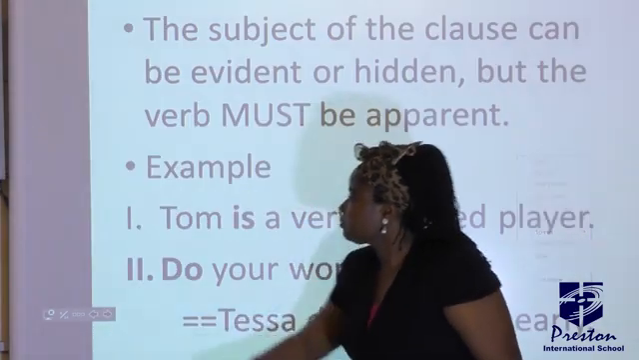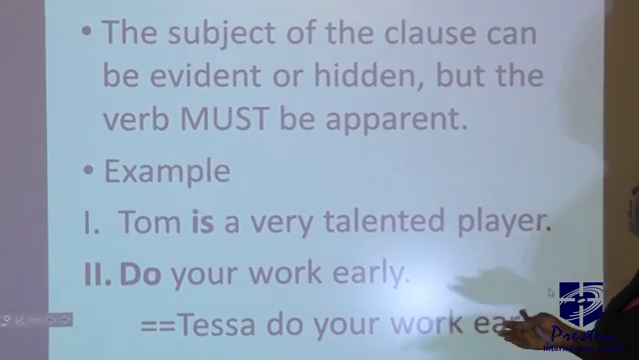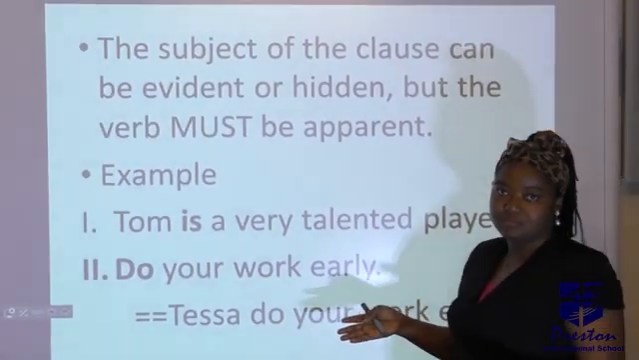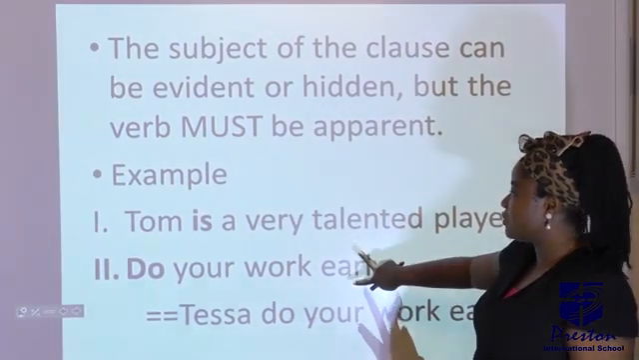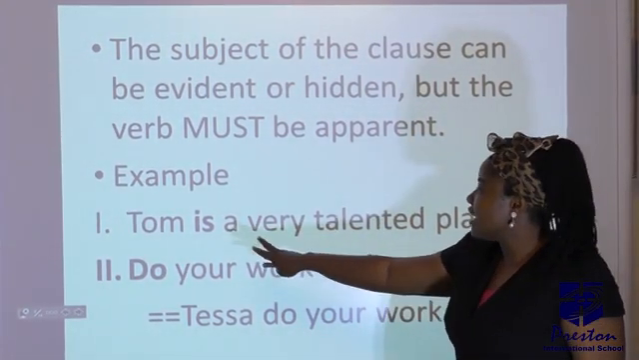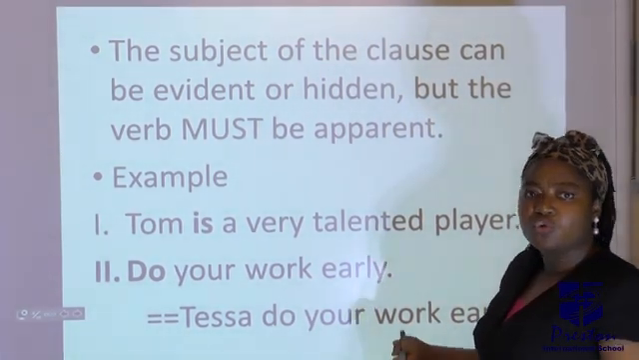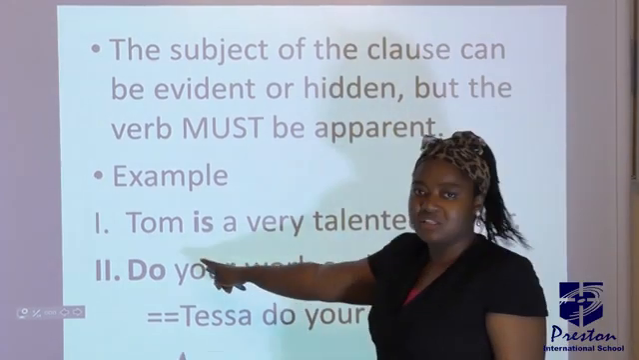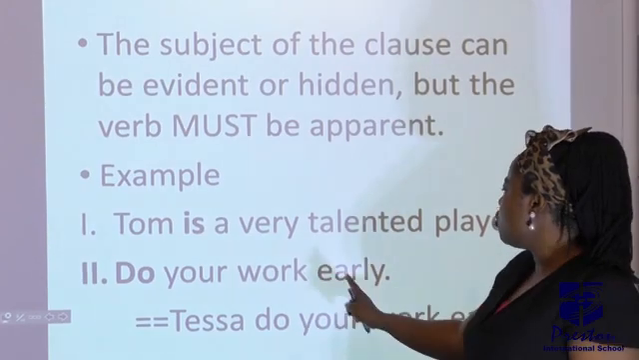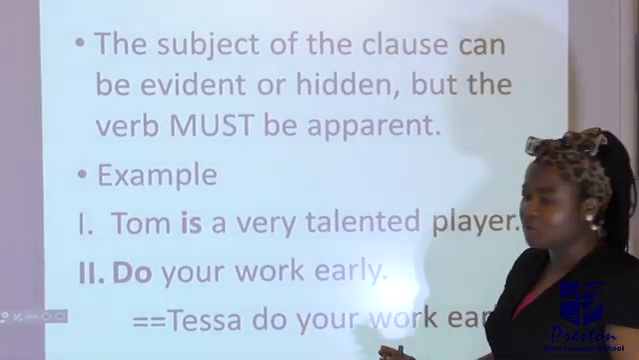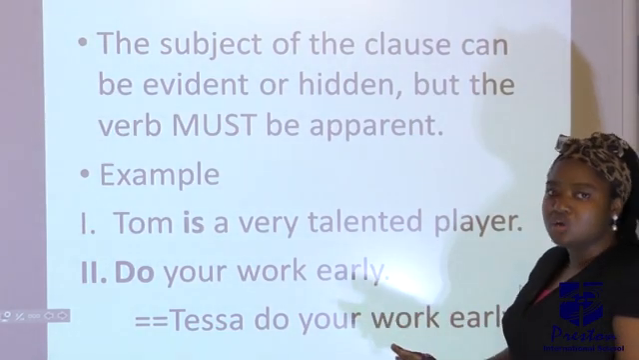Moving on. The subject of a clause can be evident or hidden. I've given you two examples here. For the first one, it's evident. Tom is a very talented player. Who is the doer of the action? It's Tom. It's evident. Then it's also possible that it could be hidden. It may not be evident. Do your work early. That's a complete sentence, but who's the doer? We don't even know. It's accepted that the doer may not be known.